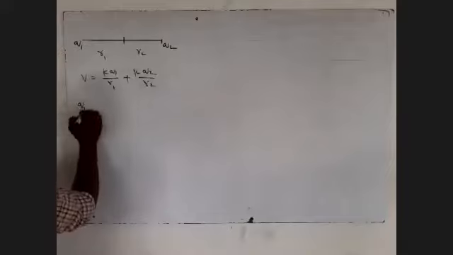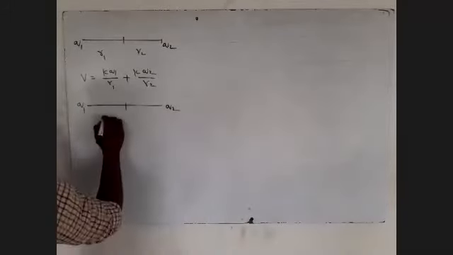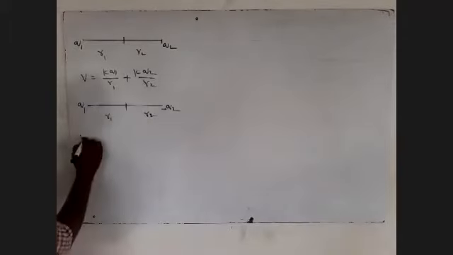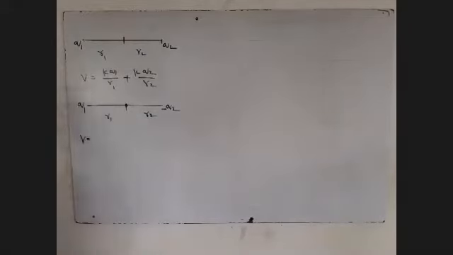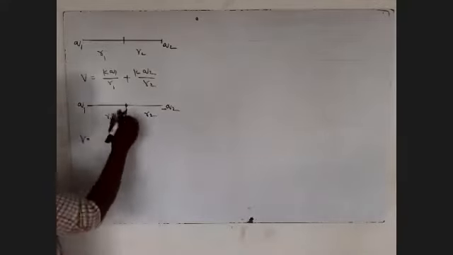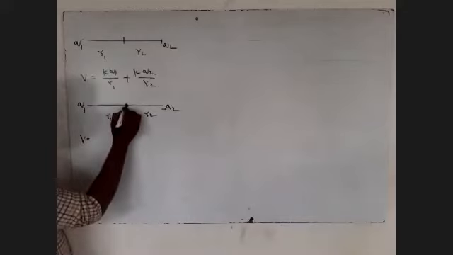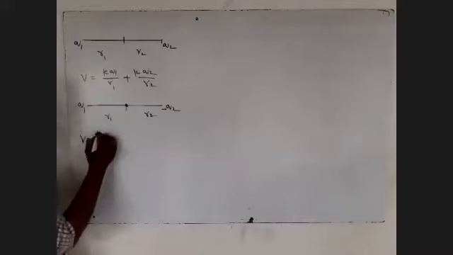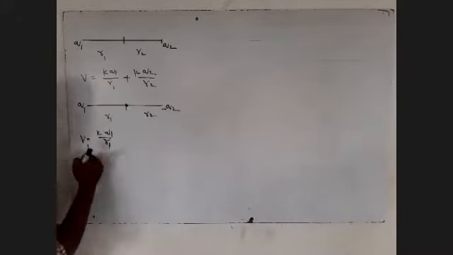Next, the second model. This is Q1, this is Q2, this is the point, this is R1, this is R2, and this is minus Q. At this point we have to find the electric potential. The electric potential at this point due to the charge Q1 is K Q1 by R1. This is the V1 potential.